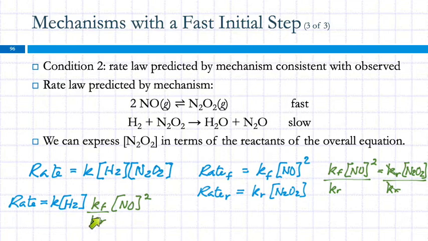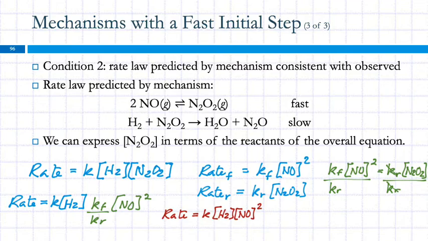So then what we're going to do here is this is a constant, that's a constant, that's a constant. We don't care what they are individually. We can put them all together and they're still going to be a constant, right? So we're just going to say the rate is equal to a constant times H2 times NO squared. Explain that one more time.